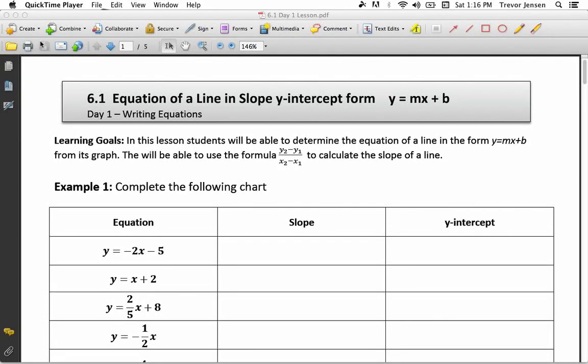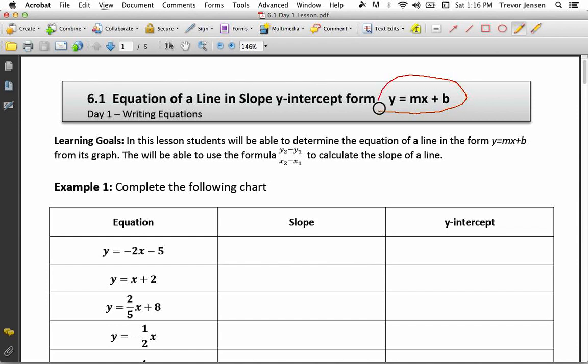So here's the first lesson for Chapter 6. This lesson is for Section 6.1, Equation of a Line in Slope Y-Intercept form. So this chapter is all about equations of lines. We're going to start off by looking at the equation of a line in slope y-intercept form, so in the form y equals mx plus b.